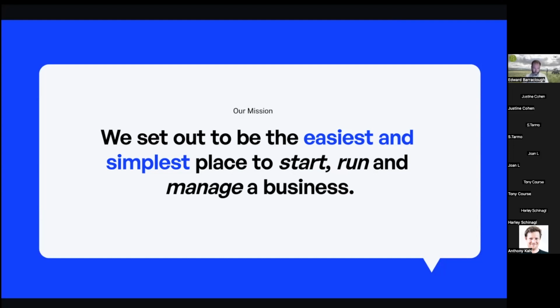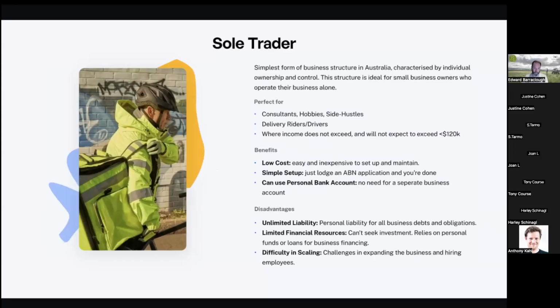So we at Easy Companies see four main types of structures or common trends. The first one is the sole trader. This is what you usually see for hobbies or side hustles or just people who aren't really taking it that seriously, but just want to get underway. And it's really where income is under a 120K amount, which is the second tier of tax, because that's when you get into more company territory.